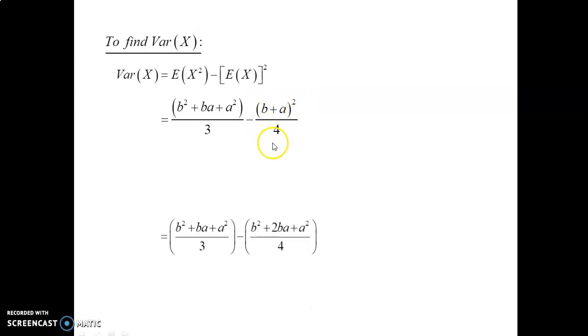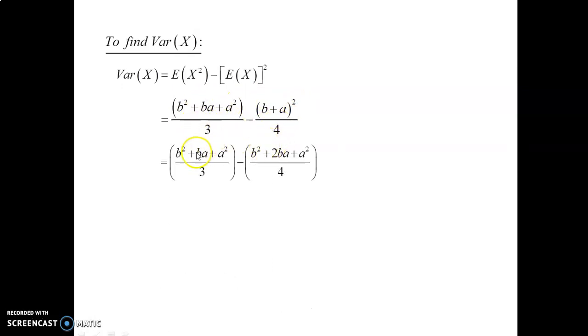Next, to find the variance, the formula is E[X²] − (E[X])². The E[X²] is (b²+ba+a²)/3, minus E[X] which is (b+a)/2, so the whole square is (b+a)²/4. Now writing this: (b²+ba+a²)/3 minus the expanded (b+a)², that is (b²+2ba+a²)/4.